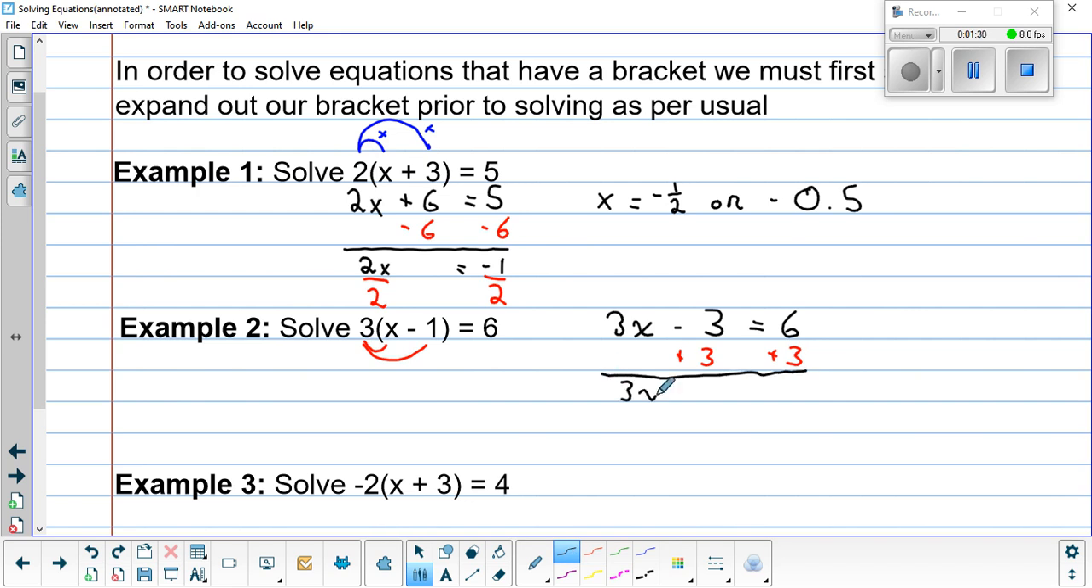Then we're left with 3x on our left and 9 on our right. Then we know we can divide by 3 out front of our x, or underneath our x term. And that'll get us just x equal to 3.